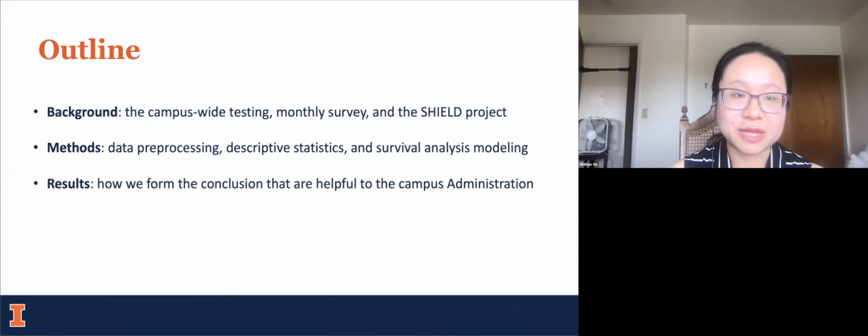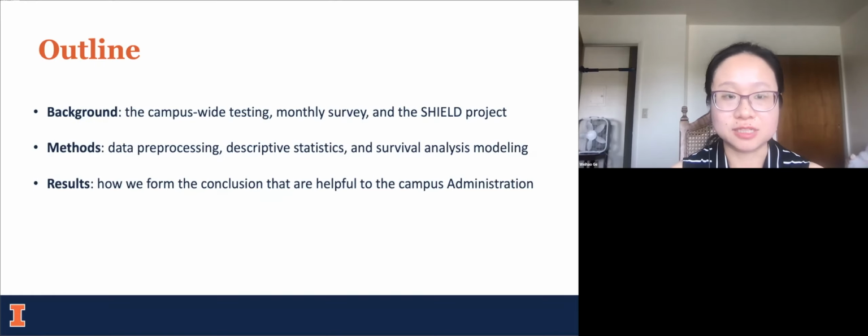I will briefly talk about the background of the campus-wide testing, the monthly survey, and the SHIELD project, because our project is a part of this big SHIELD project against COVID to ensure our UIUC campus is safe. I will talk about how we do the data pre-processing, some descriptive statistics, and survival analysis. Also, I will present some results, and based on these results, we formed some conclusions that are helpful for the campus admins.